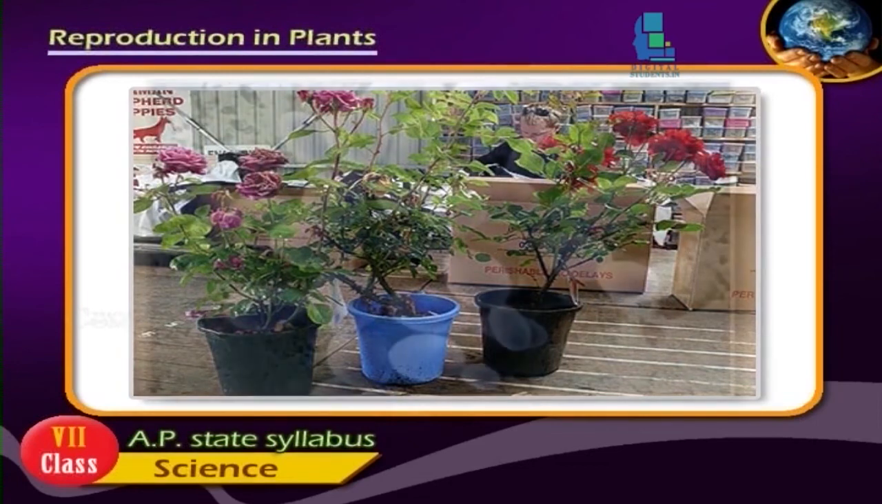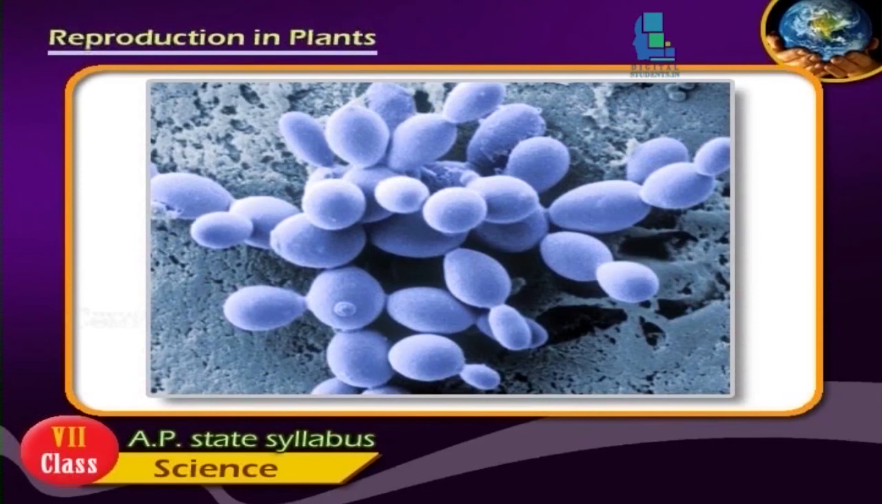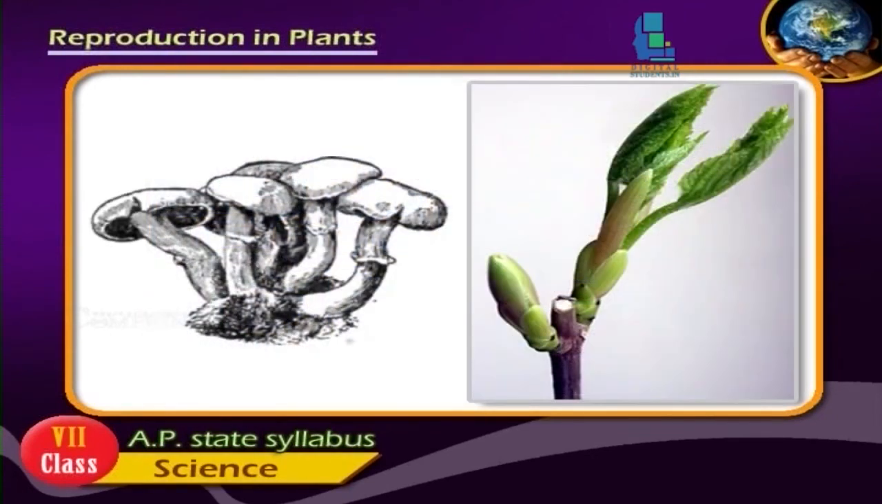Budding. Yeast is a type of plant which grows with the help of a small bud which increases in size and breaks off from the parent plant to live independently. This process of reproduction is called budding.